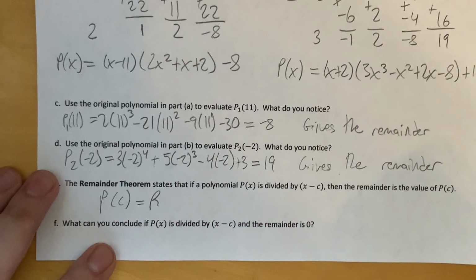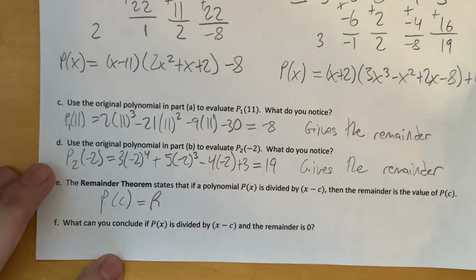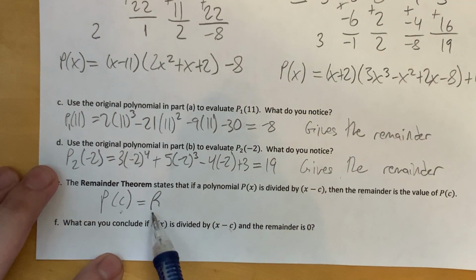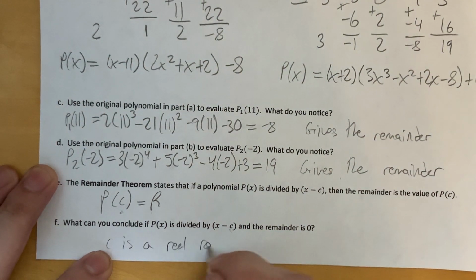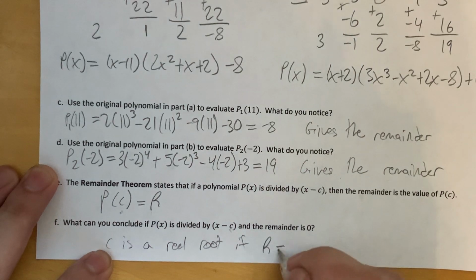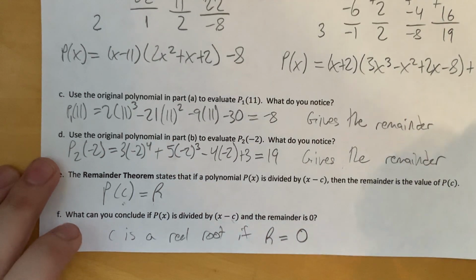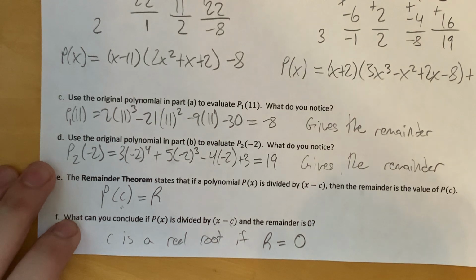What can you conclude if p of x is divided by x minus c and the remainder is 0? What have we done when we found out that a remainder is 0? Then it tells us that c is a real root. Right here, c is a real root if r equals 0. And we already know that. And that is all for this section. Thank you for watching, and I'm going to see you in the next video.